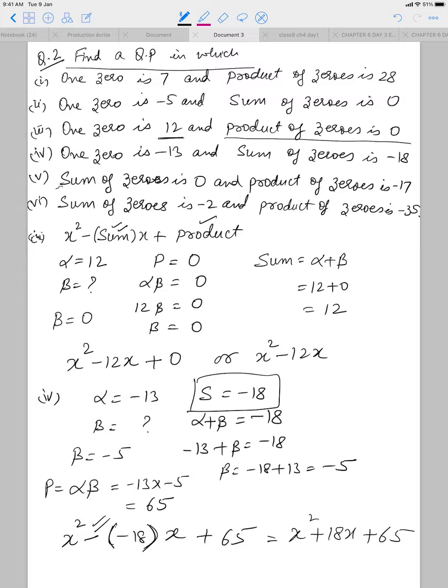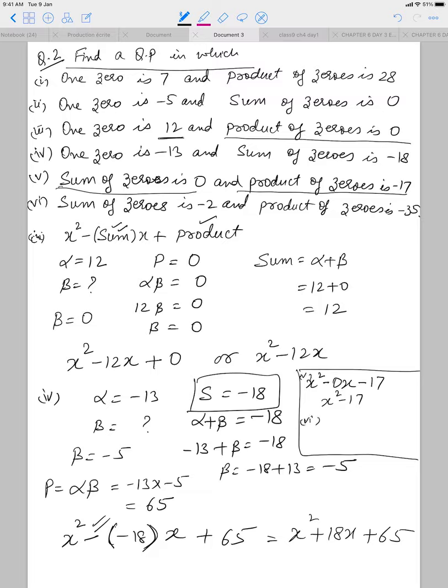Sum of the zeros is given to be 0 and the product of the zeros is given to be minus 17. So can we very quickly form the polynomial in this case? X square minus the sum is 0, so 0x plus, but the product is minus 17, so I can say x square minus 17 is the polynomial in the fifth part.